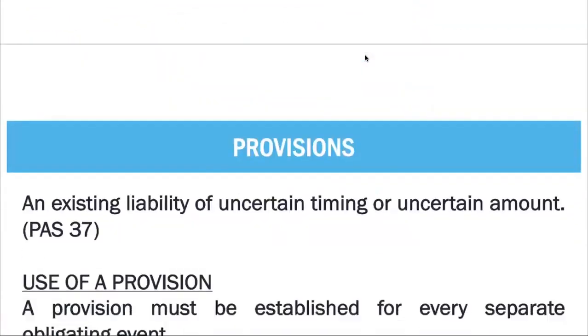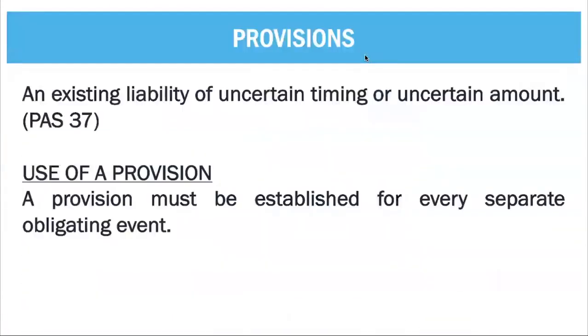Let's start first, of course, with defining what is a provision. A provision is an existing liability of uncertain timing or uncertain amount. So what makes provisions differ among other types of liabilities? First is the uncertainty of timing, and next is the uncertainty of amount. When we talk about uncertainty of timing, this talks about when you will pay or when you will settle that obligation. So we look at whether it will occur and when it will occur.